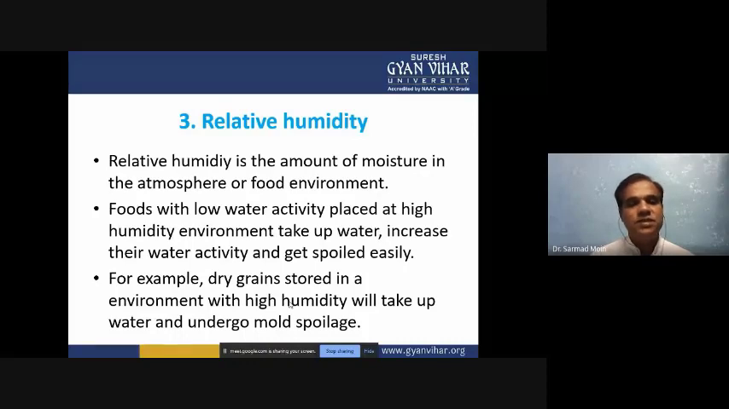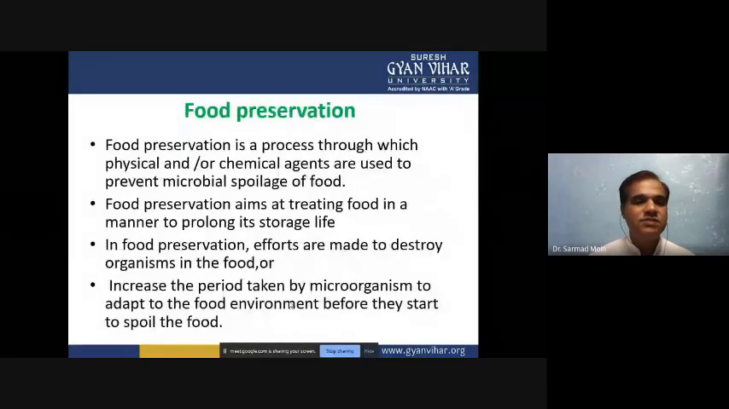Now, food preservation. Food preservation itself is an area or a subject, and there we will see how we can preserve the food for a longer duration, so that we can utilize the food material for a longer time. Food preservation is a process in which we utilize physical or chemical agents to prevent microorganism spoilage of the food material.